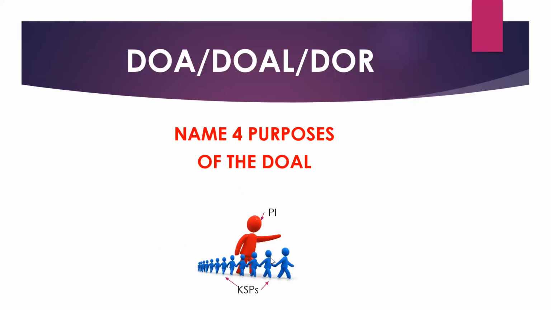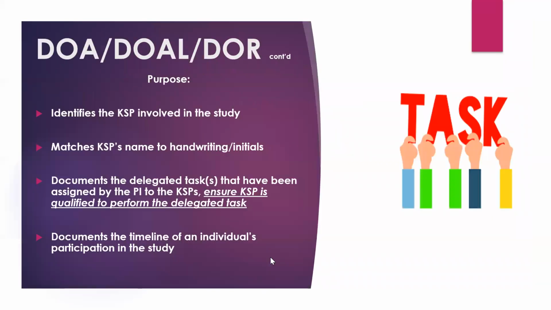And this is a section that you really need in your binder. It shows who key study personnel are and what their responsibilities are, exactly what their tasks are. It identifies who they are and what their tasks are. It also captures their handwriting, like their initials. So if you're documenting, you just put your initials, then you can go back and tell who did that.